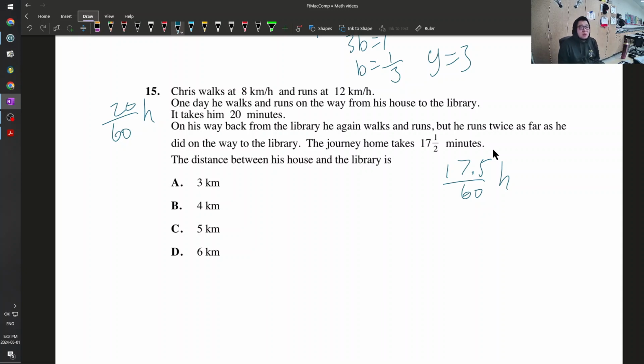And I'm currently a little bit stuck on the x and y value. So Chris runs 8 kilometers per hour and runs 12 kilometers per hour. On his way back, he again runs, but he runs twice as far as he did on the way to the library. The journey took 17 and a half minutes. So he saved 2.5 minutes by running twice as far.